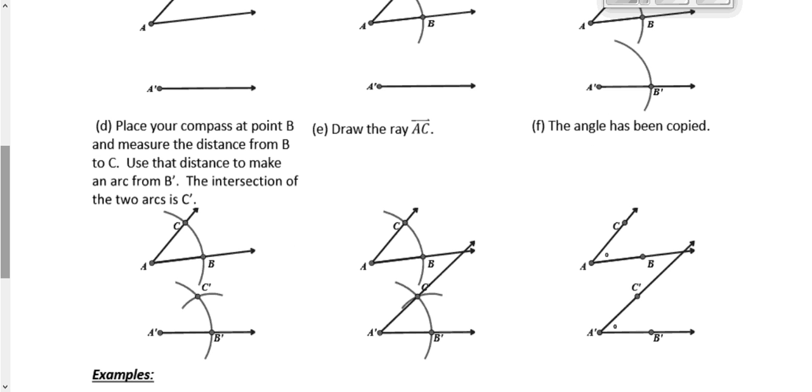Now I take this distance here and bring it down here to B prime and get an intersecting arc. So my ray is going to come from here to that intersection point, which is what they did there. Raise your hand if you think you get it now.